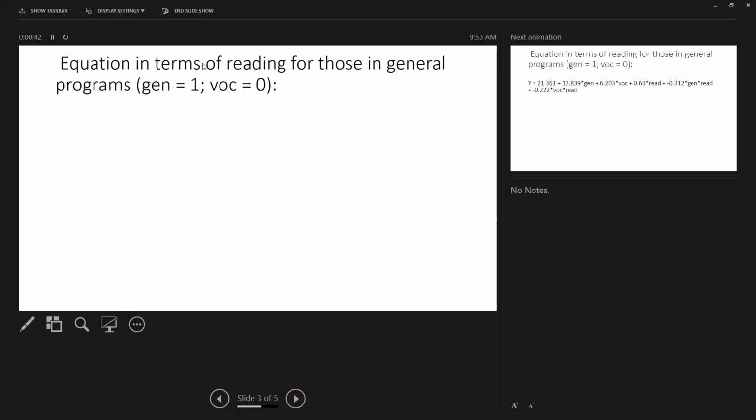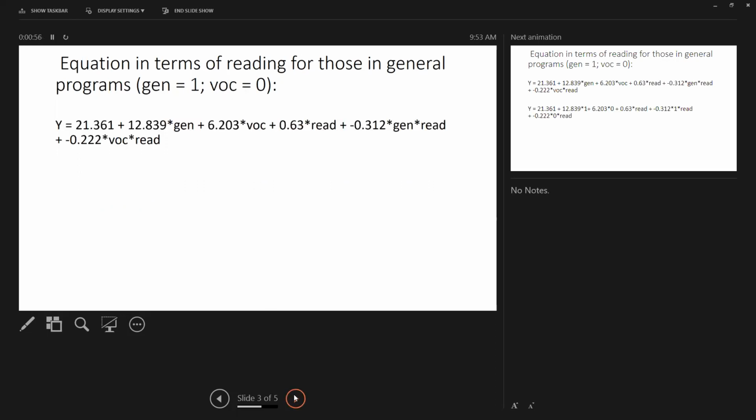So now we're going to solve the regression equation in terms of those who are in the general program. So that's when gen equals 1 and vocational equals 0. So we have just the regression equation. And now we're going to solve for those in the general. So we're basically going to fill out this equation, putting a 1 in for general and a 0 in for vocational. See what I did here? 1 and 0, 1 and 0. Every time we see a gen, we put a 1. Every time we see a vocational, we put a 0.